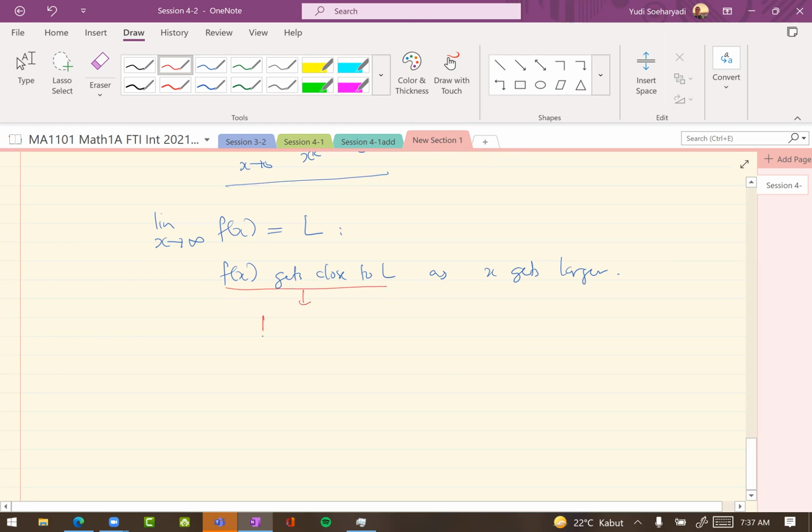Close or far is about distance. Getting closer and closer means that this is less than something here. What does getting larger and larger mean? Large means x is going to be larger than some number M.